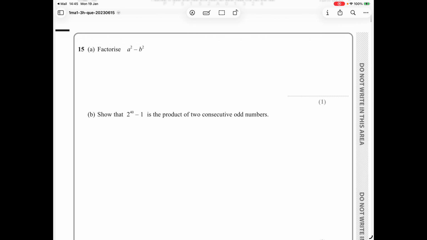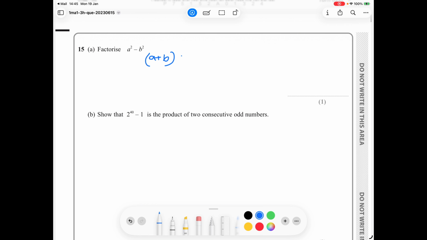Edexcel GCSE paper, and I'm going to do it now. I'm going to start quite far on, so it's question 15, and it says factorise a squared minus b squared. It's the difference of two squares, so it is a plus b times a minus b. And if you expanded a plus b, a minus b, it shows a squared, plus minus b squared, and then plus ab and minus ab, which cancel each other out.